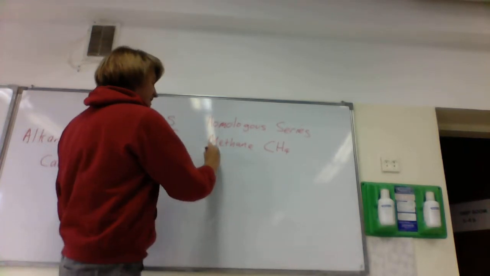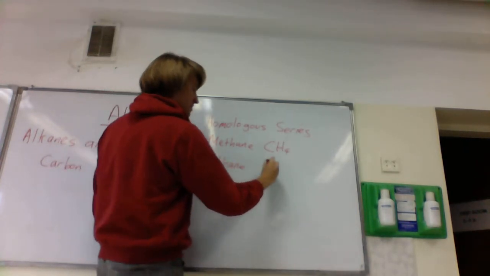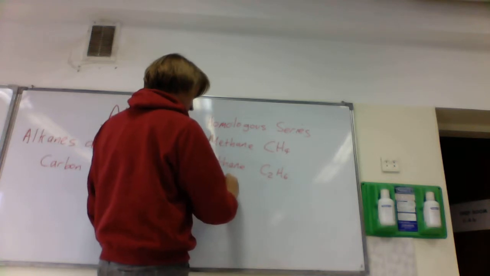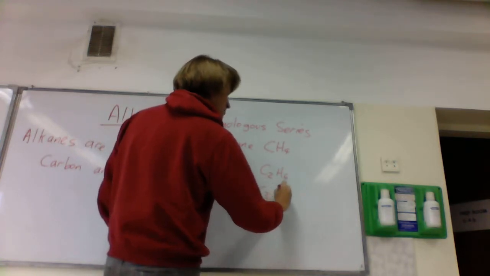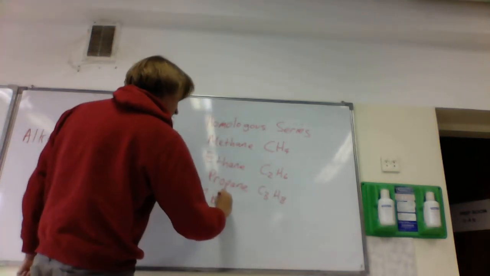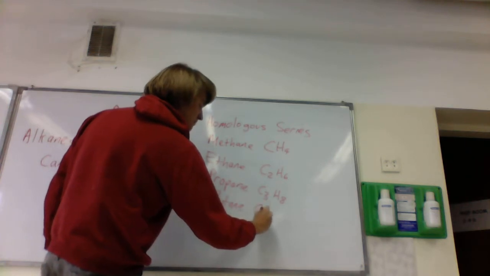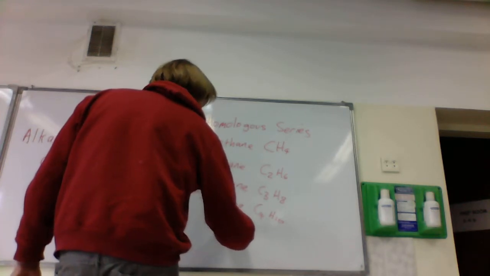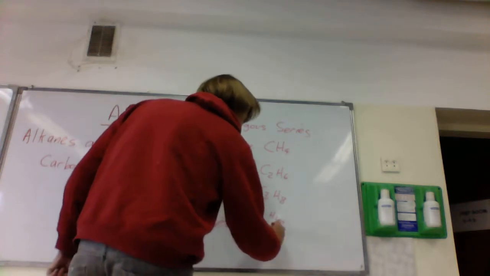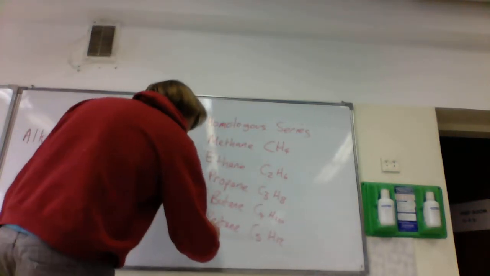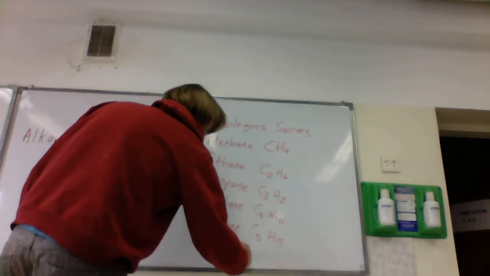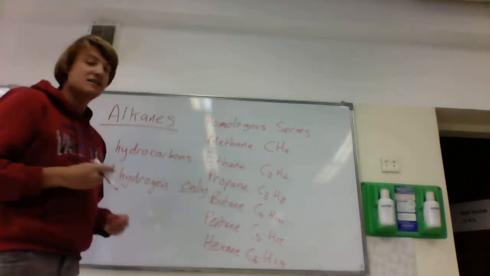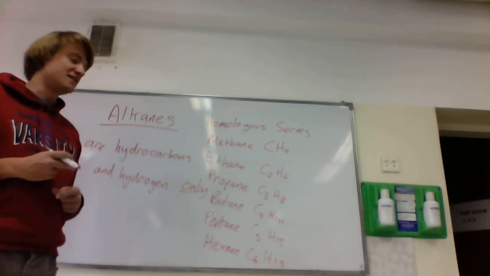Followed up by ethane, which is C2H6, then propane, C3H8, then butane, C4H10, then we have pentane, which is C5H12, and finally hexane. And hexane is C6H14.